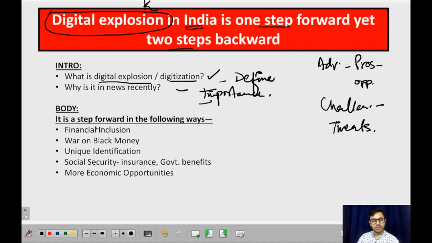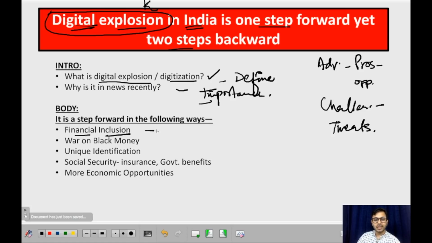The second thing that we are going to cover is the body, with the advantages or the opportunities as well as the challenges. Why is it a step forward? What are the ways, what are the manners in which it is one step forward in a positive direction? Number one, financial inclusion. What digital explosion or digitization has done is it has impacted the degree of financial inclusion in the country year on year. So if it was 40% last year, it has certainly increased to 50 to 60% this year, and the reason is digitalization or digital explosion.